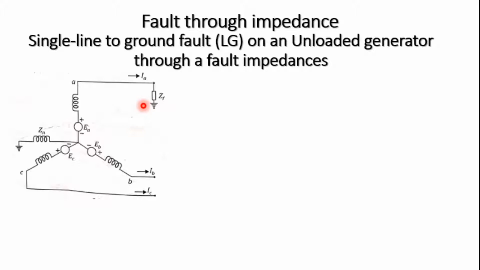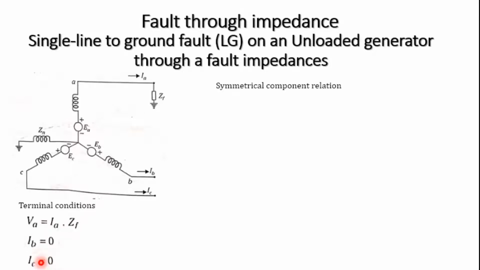We know that the terminal conditions are that the current of the other two phases should be zero. Here, the voltage of the faulted phase is not going to be zero, because it mainly depends upon the value of the fault impedance. So VA is equal to IA into ZF, and the currents of the other two phases, IB and IC, are 0. Now we have to calculate the symmetrical component relations.